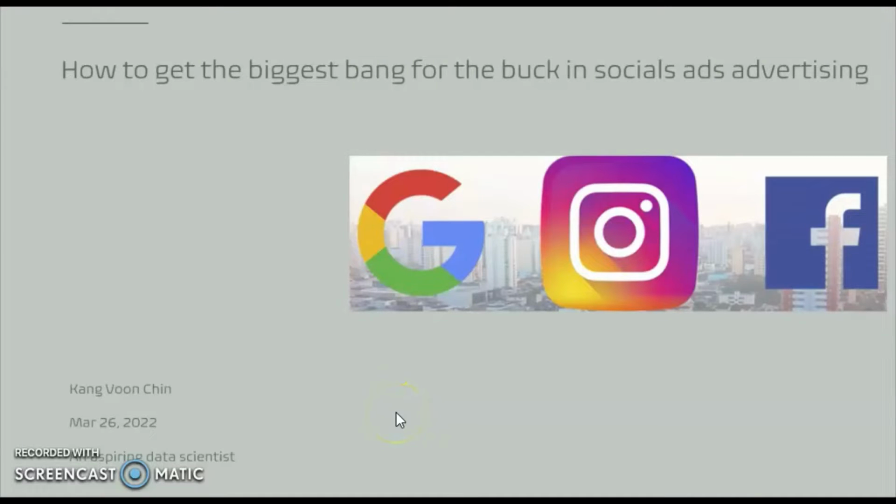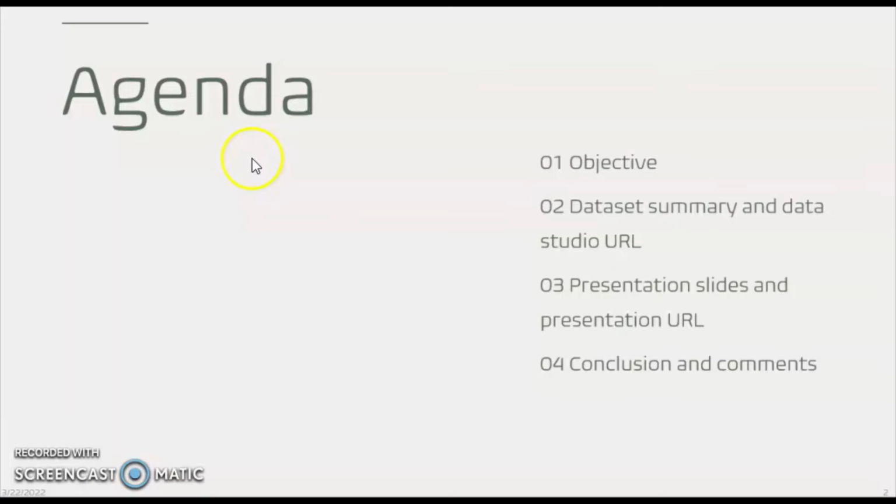My data science project is how to get the biggest bang for the buck in social ads advertising. The presentation agenda is as follows. 1. Objective. 2. The dataset summary and data studio URL. 3. The presentation slides and presentation URL. And 4. Conclusion and comments.